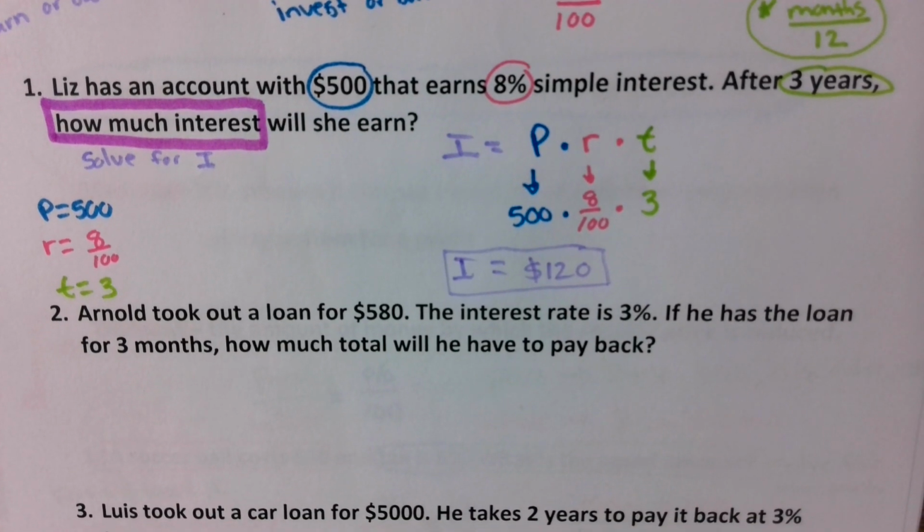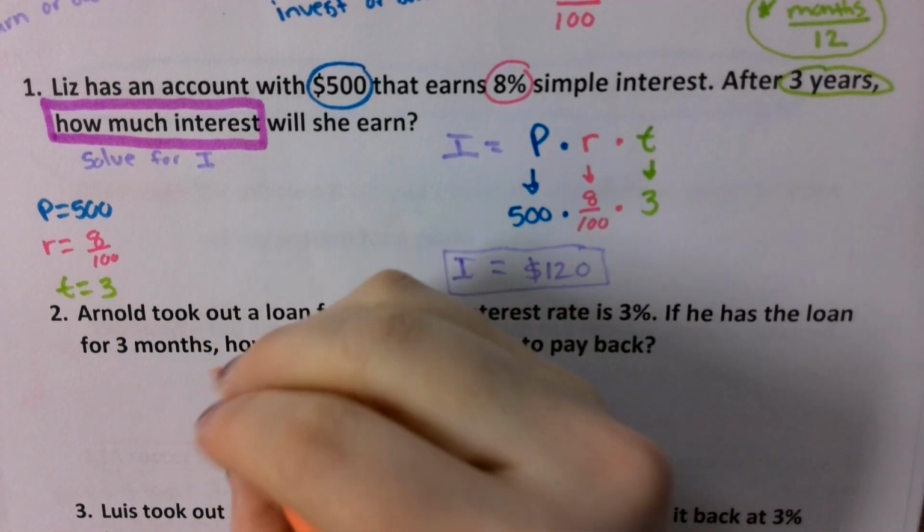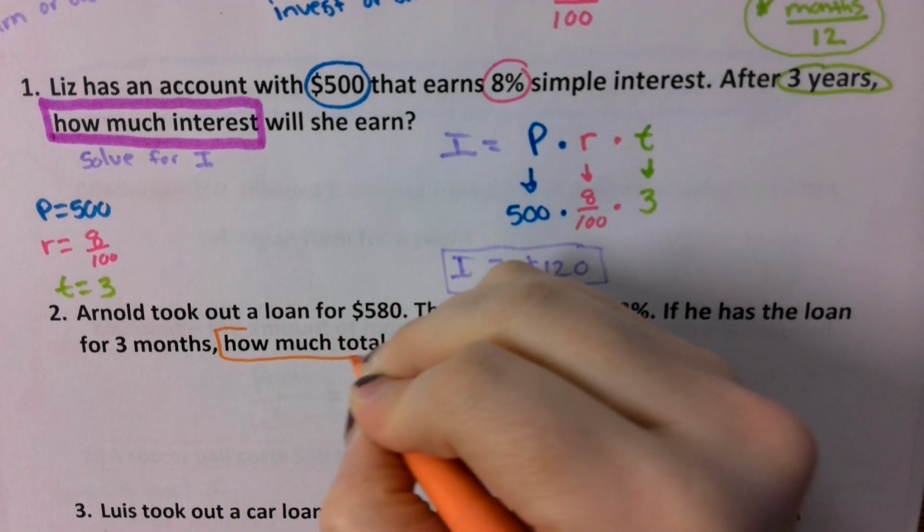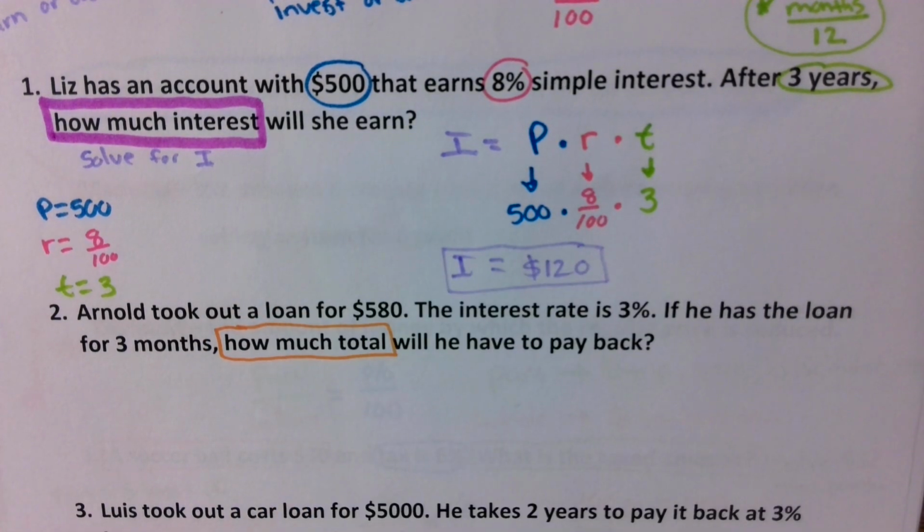Arnold took out a loan for $580. The interest rate is 3%. He has a loan for 3 months. How much total will he have to pay back? Are we solving for interest or total? Total. Hence the reason it says, how much total is he going to have to pay back?